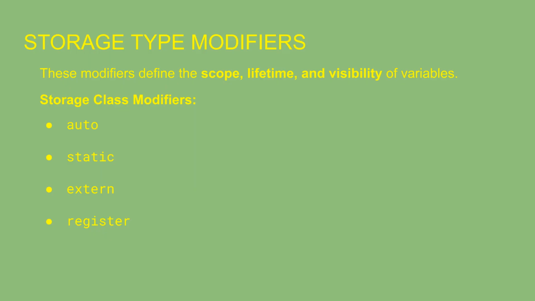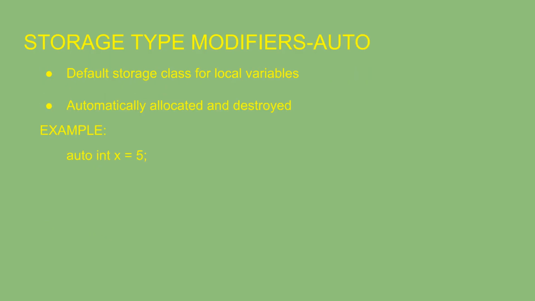Storage type modifiers define the scope, lifetime, and visibility of variables. The storage class modifiers are auto, static, extern, and register. The auto modifier is the default storage class for local variables, meaning they are automatically allocated and destroyed. An example is auto int x = 5.